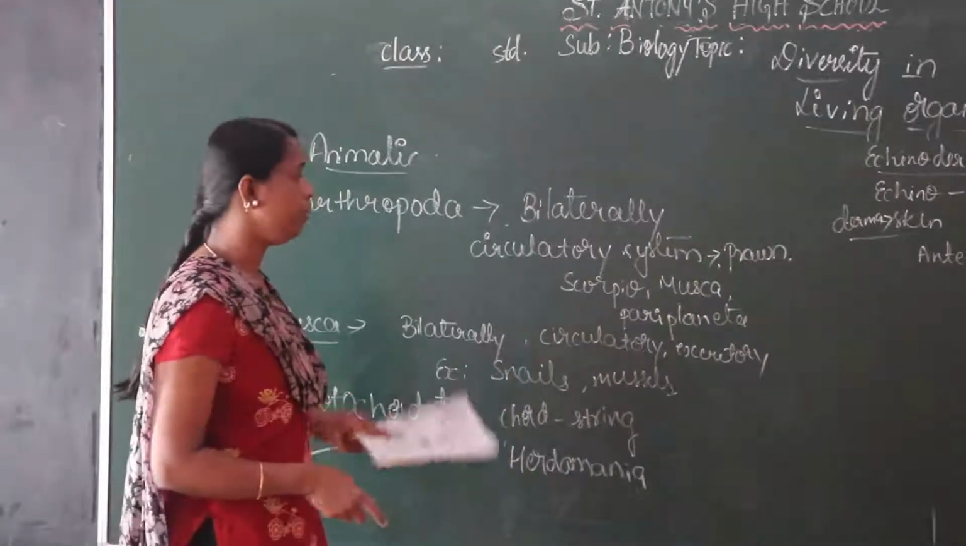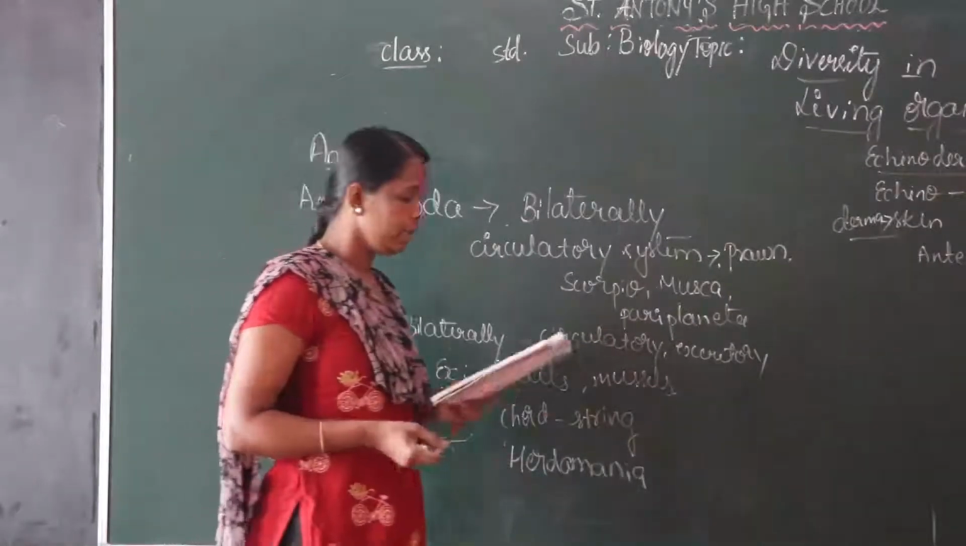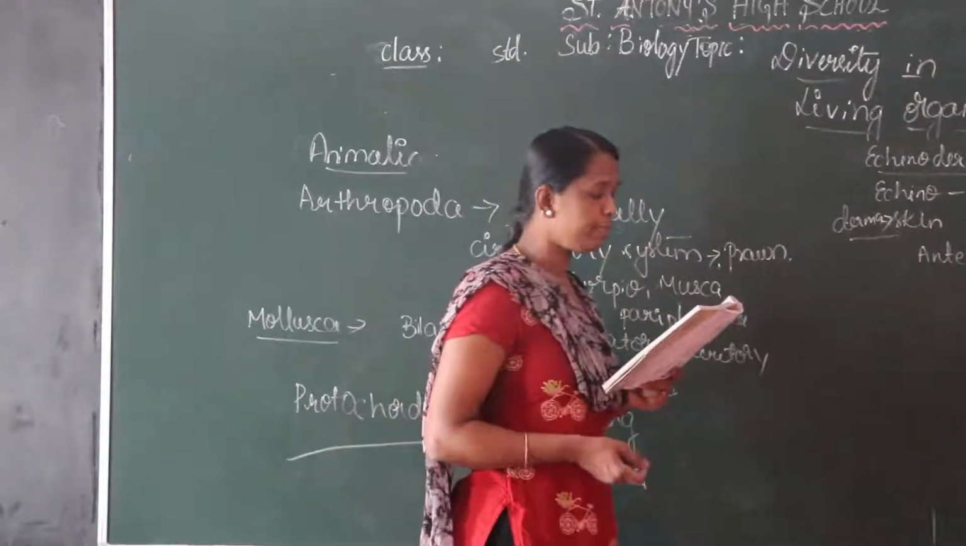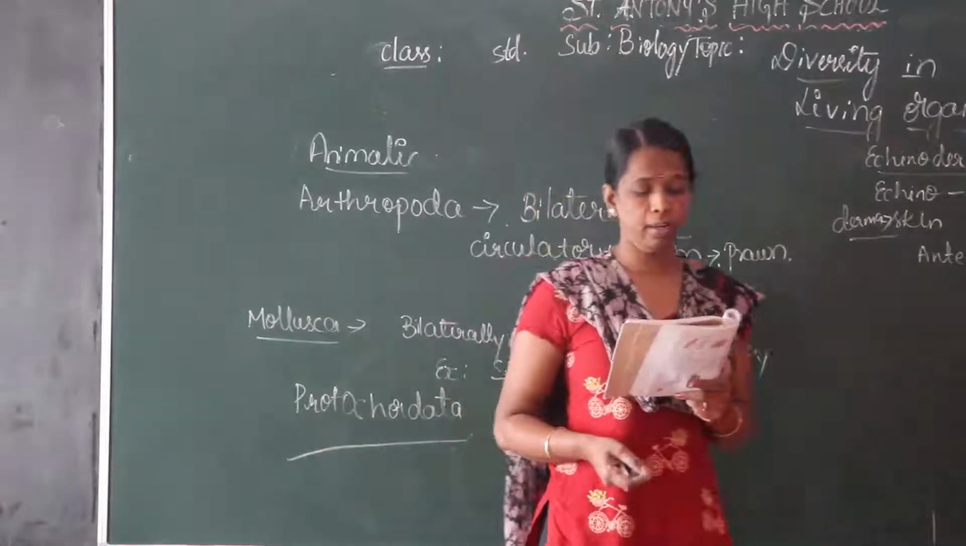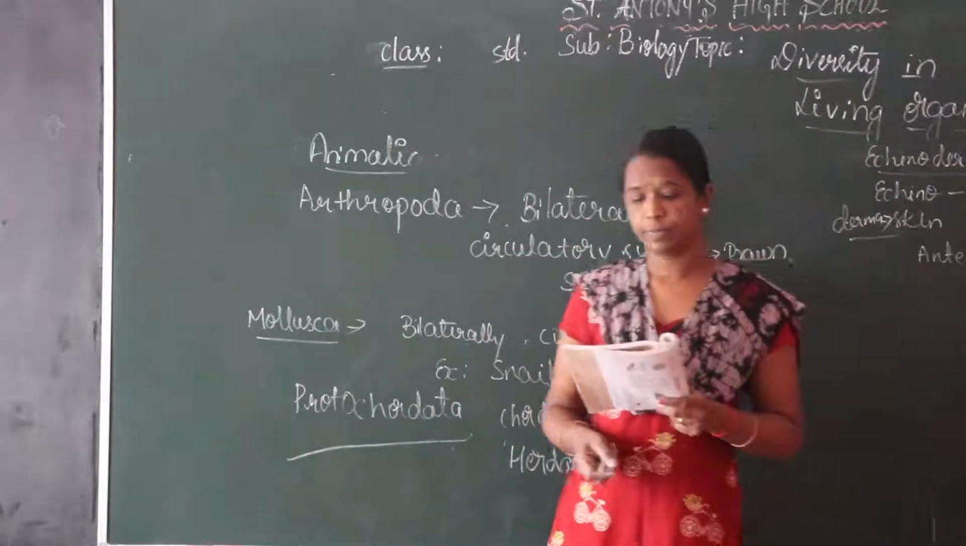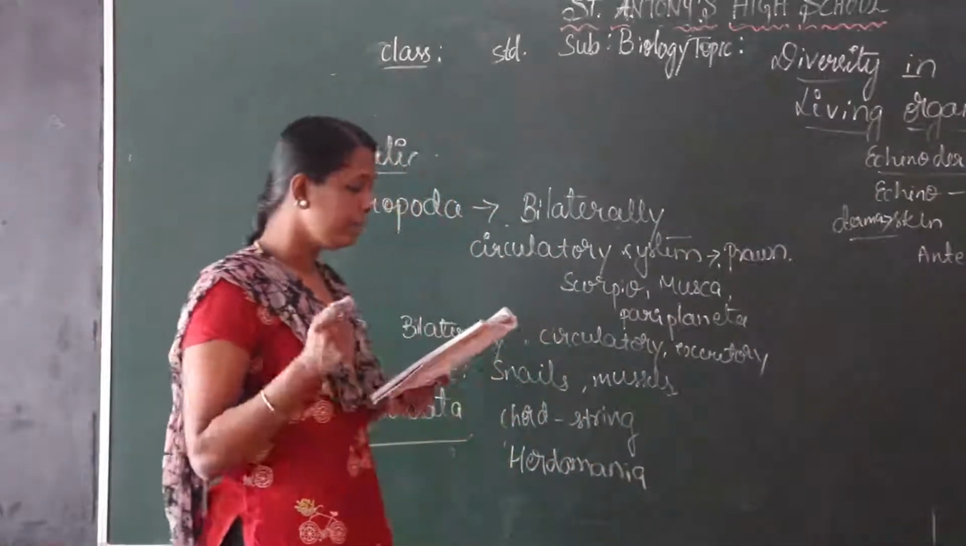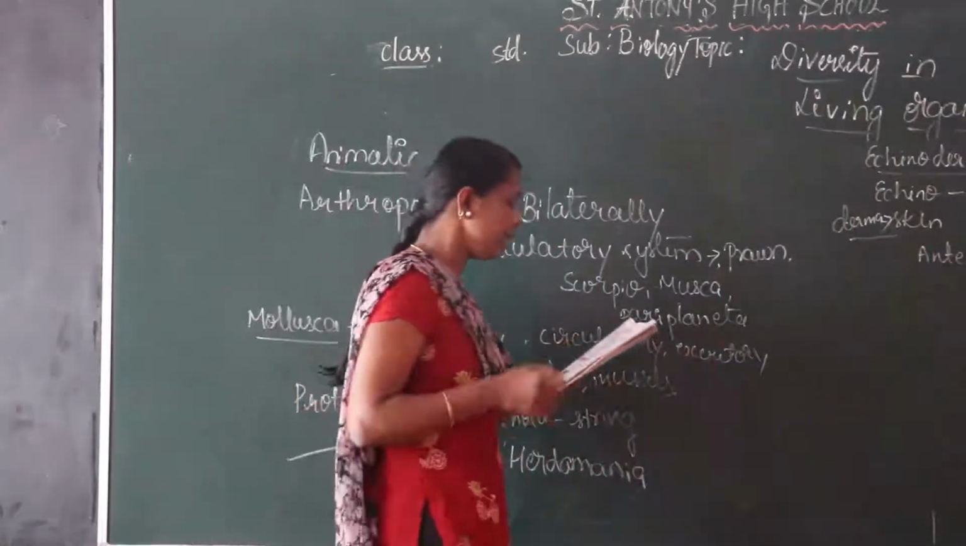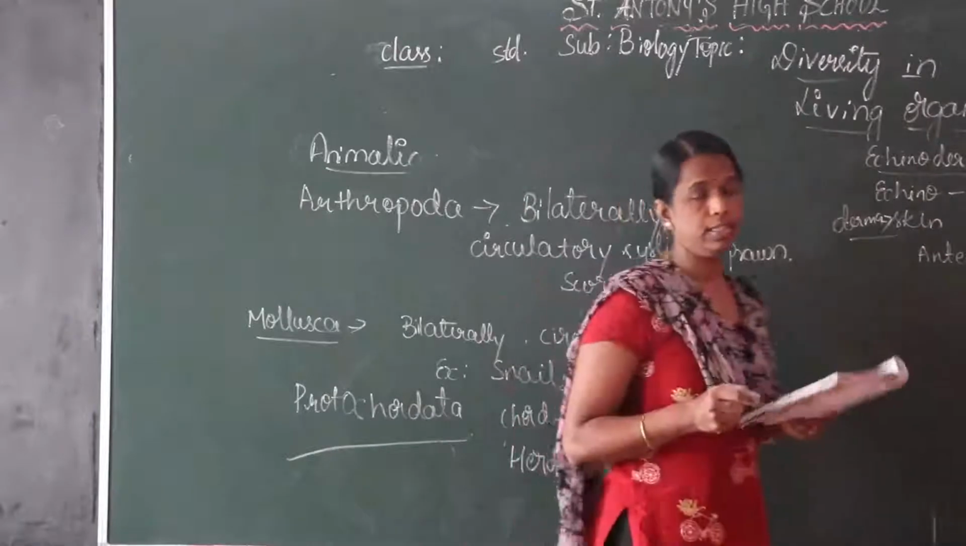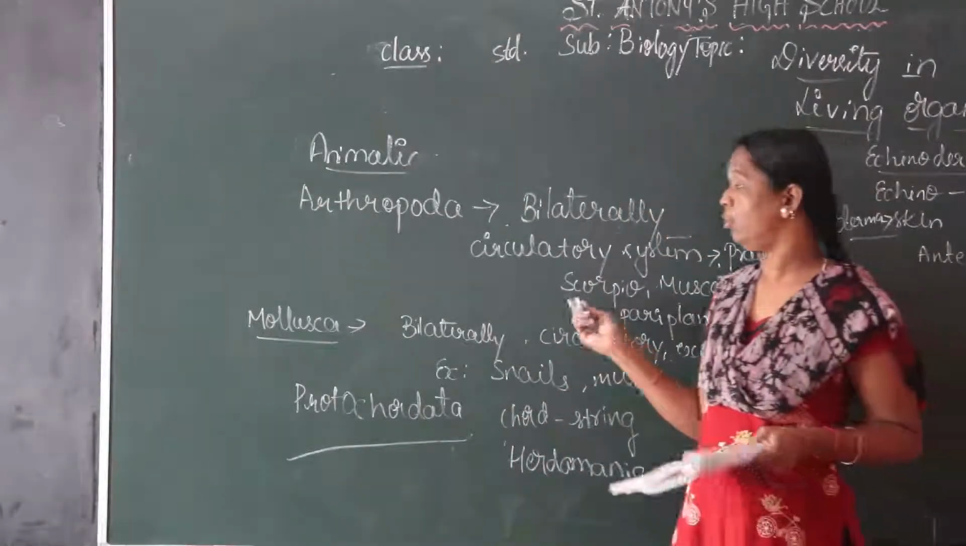Examples for Arthropoda are prawn, the other name of prawn is Palaemon, spider, scorpion, butterfly, housefly, and cockroach. These belong to Arthropoda.